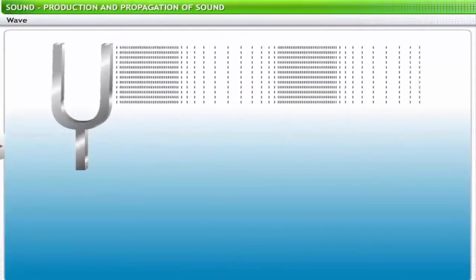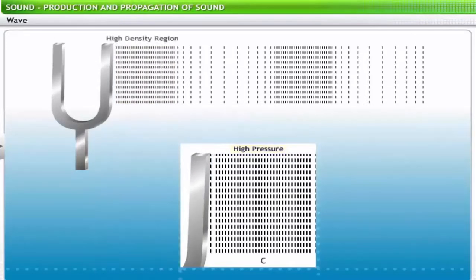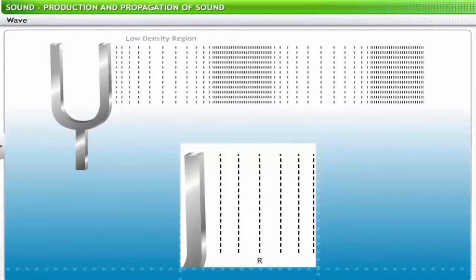The vibrating prongs of the tuning fork push and compress the particles in front when moving towards the outer direction, creating a region of high pressure. In this region of high pressure, the density of air is higher than the normal. This region of high pressure is called compression. When the prong moves backwards, it creates a region of low pressure, called rarefaction. In this region, the density of air is lower than the normal.